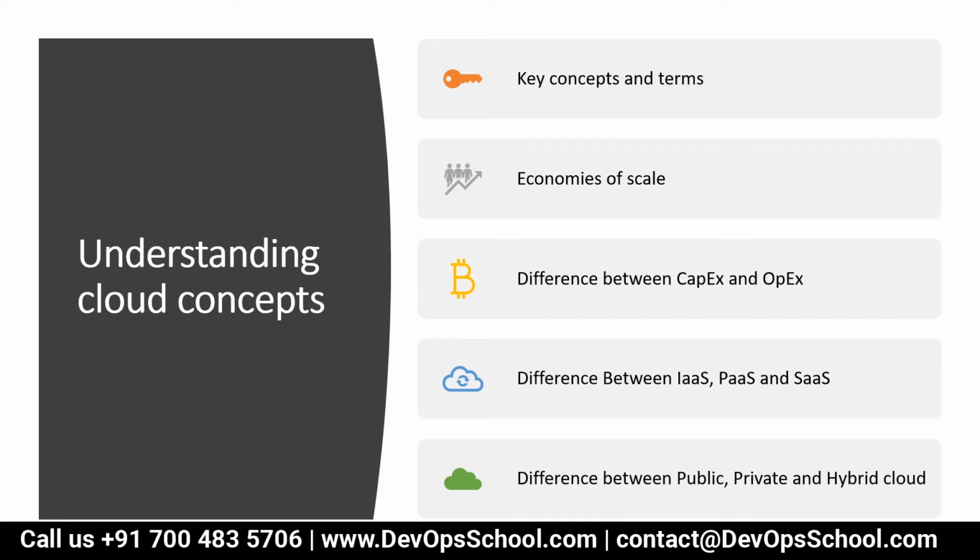Then we are going to discuss the economies of scale. Then we are going to discuss the difference between capital expenditure and operational expenditure. Then we are going to discuss infrastructure as a service, platform as a service, and software as a service. And also we are going to discuss the types of cloud in Azure.